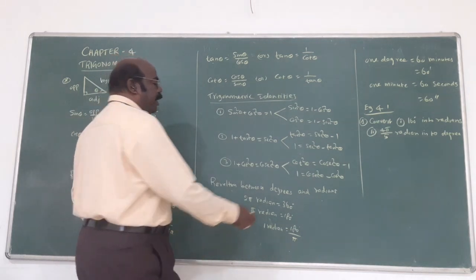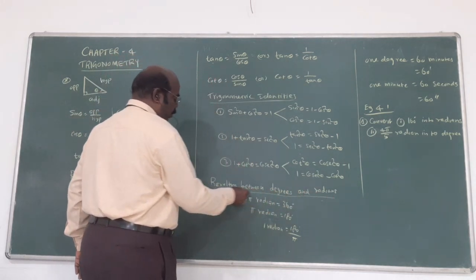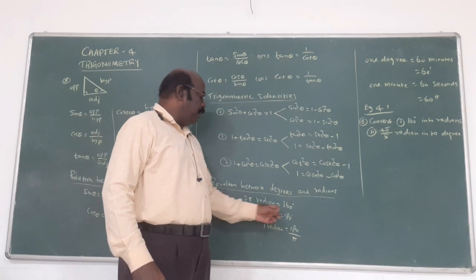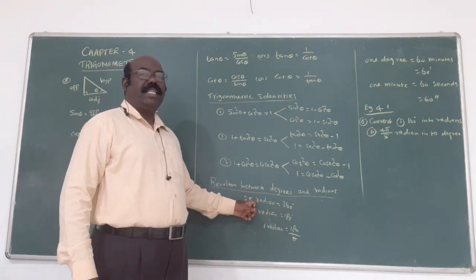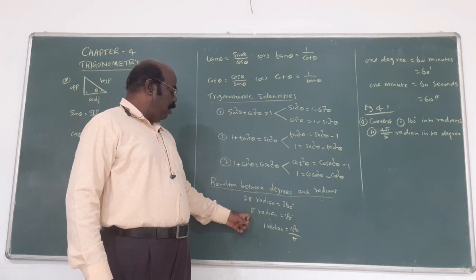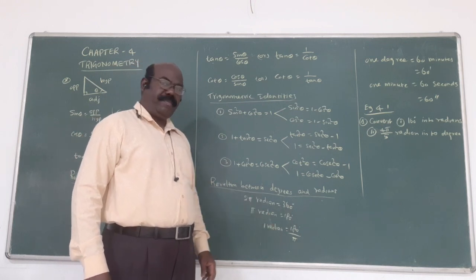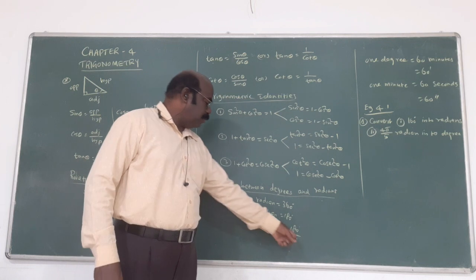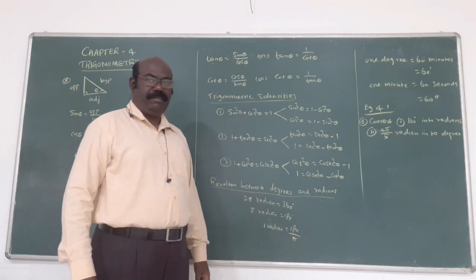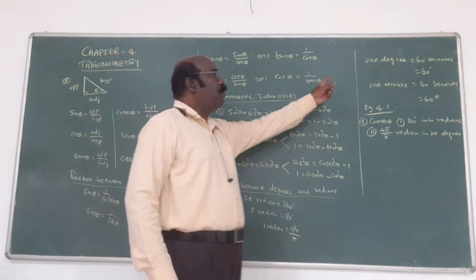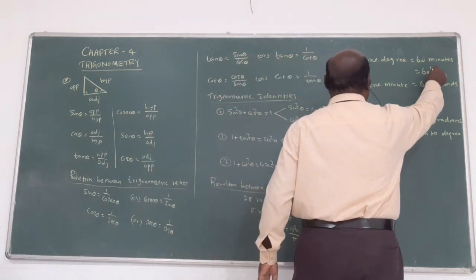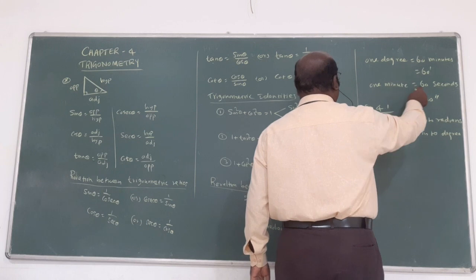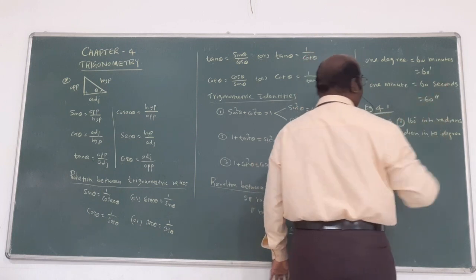The relation between degree and radian. 2 pi radian is 360 degree. This is called degree. The one involving pi is called radian. Pi radian is 180 degree, so 1 radian is 180 by pi degree. Then 1 degree is 60 minutes, with the simple notation 60 dash. 1 minute is equal to 60 seconds, the second is denoted with a double dash. This is the idea.